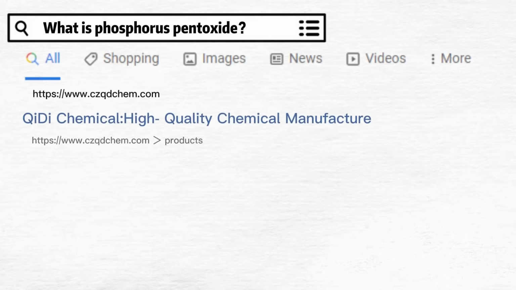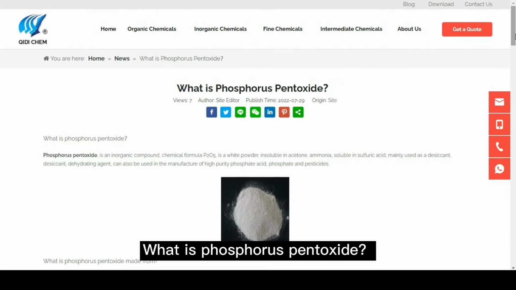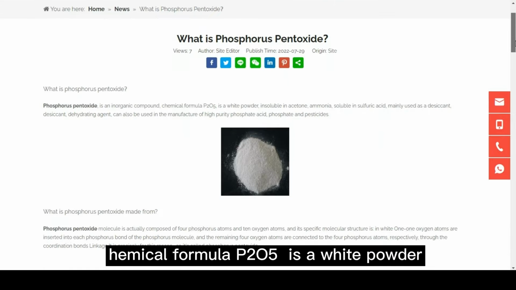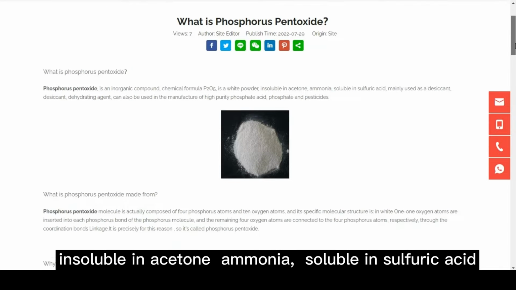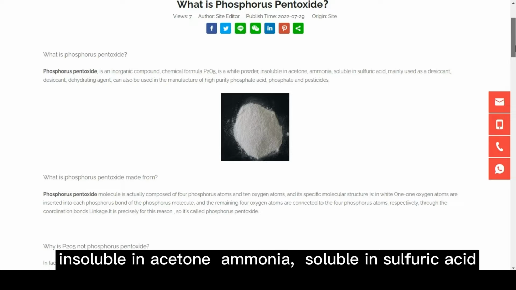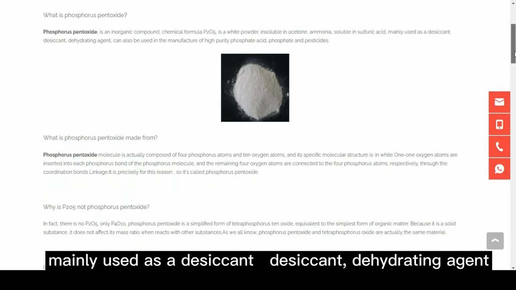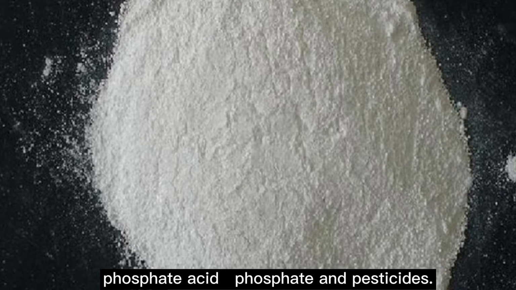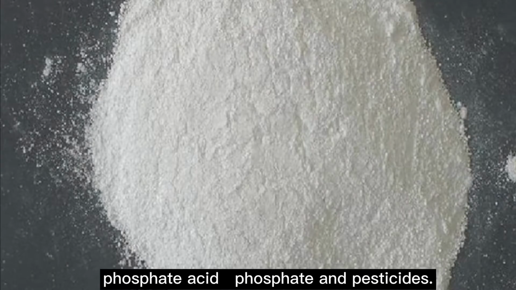What is phosphorus pentoxide? Phosphorus pentoxide is an inorganic compound. Chemical formula P2O5. It is a white powder, insoluble in acetone and ammonia, soluble in sulfuric acid, mainly used as a desiccant and dehydrating agent. It can also be used in the manufacture of high-purity phosphoric acid, phosphate and pesticides.